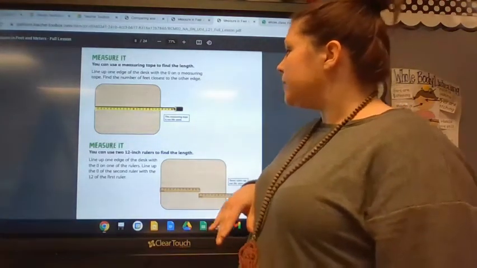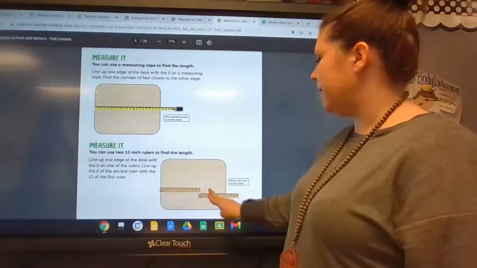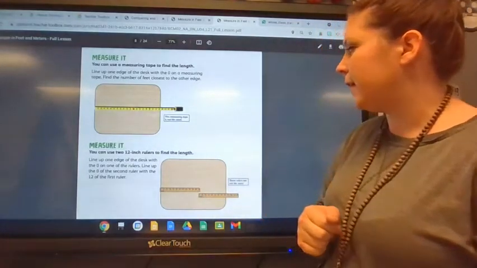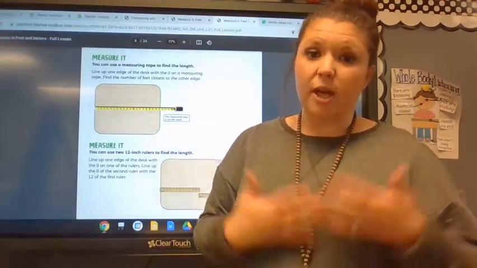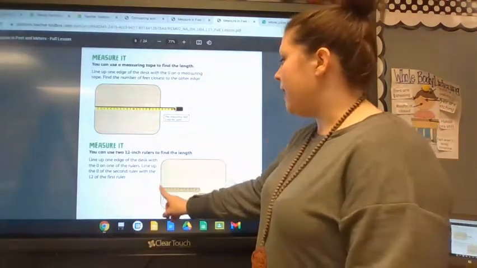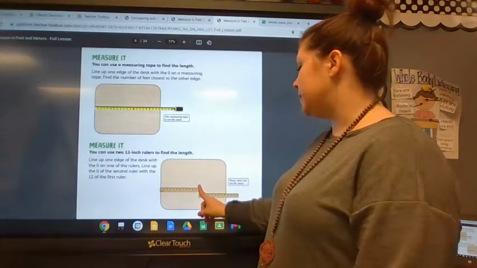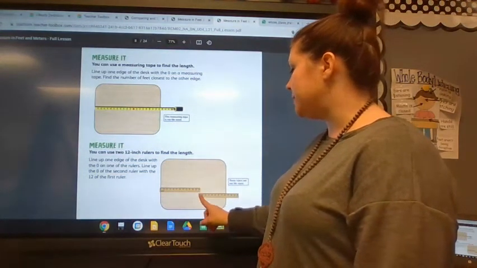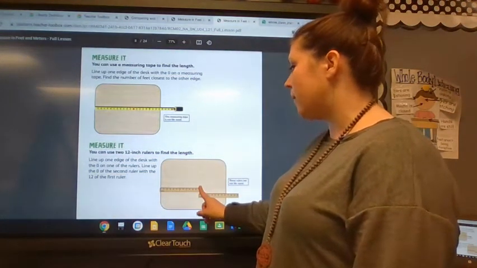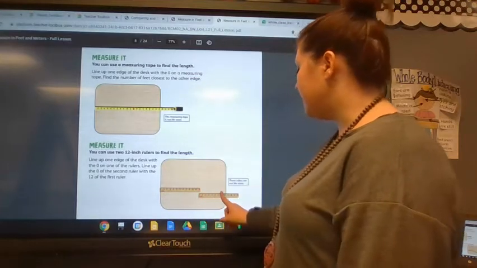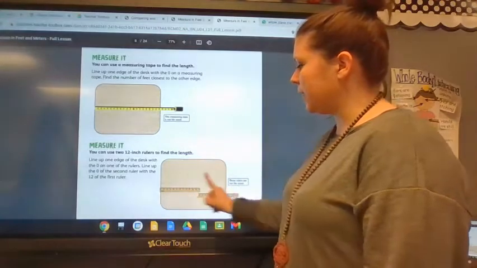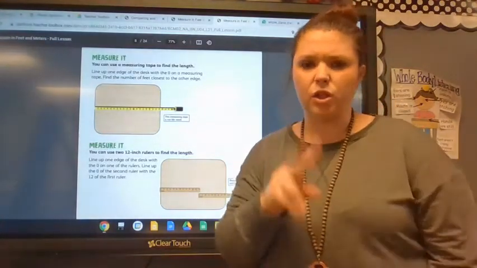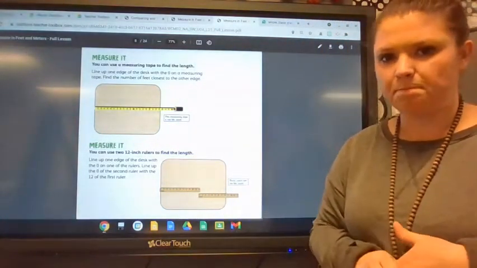Now here, they took 2 rulers and they lined them up to find the length of a desk. So they started the first one at the edge of the object on the 0. And then when you get all the way to the end to 12 inches, they took that second ruler and lined it up on 12 inches and then went across. How would we find the length of this desk with these 2 rulers? How would we do that?